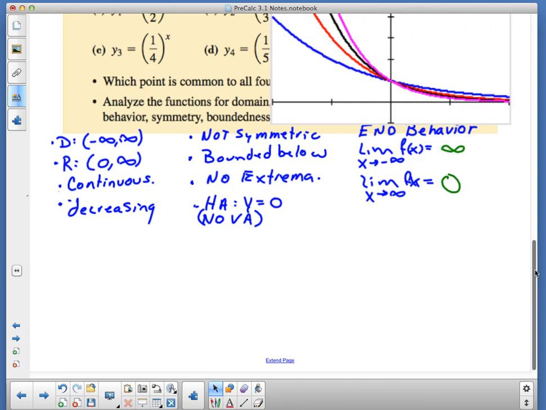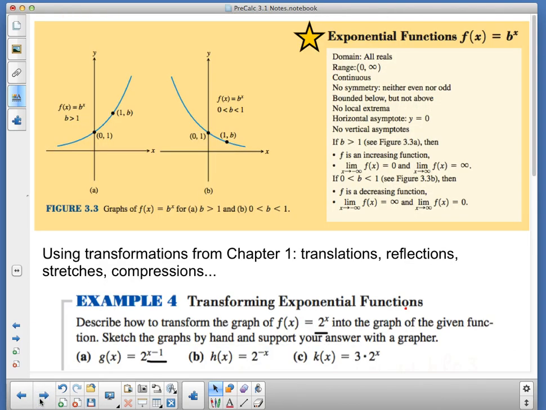Now, the information that we just did in the last two questions is kind of summarized at the top of the next page. You're looking at exponential growth and exponential decay. They're continuous, there's no symmetry, bounded below both of them. There's no local extrema, horizontal asymptote y equals 0, no vertical asymptotes on either one. If b is greater than 1, then f is an increasing function, and those are limits. If it's between 0 and 1, that's important. Between 0 and 1.